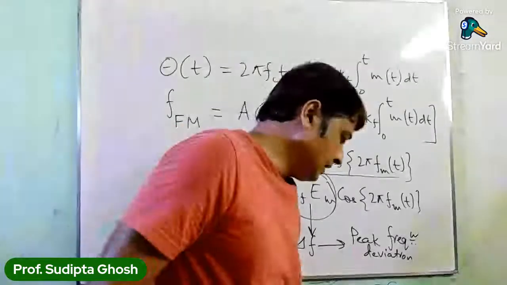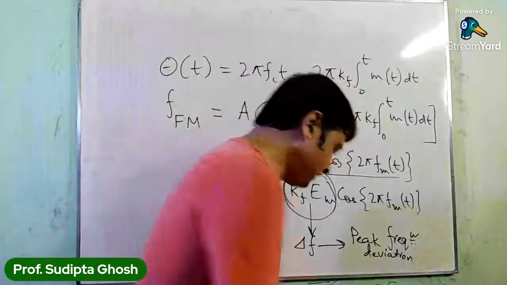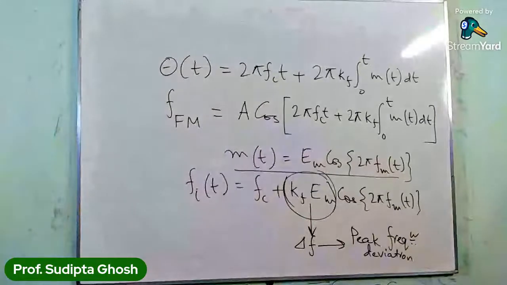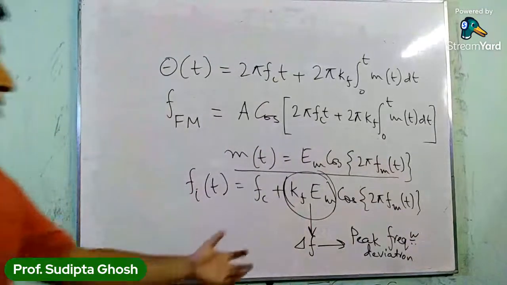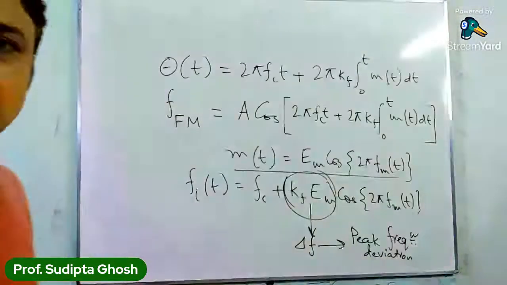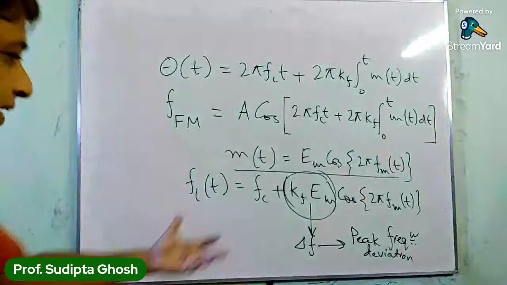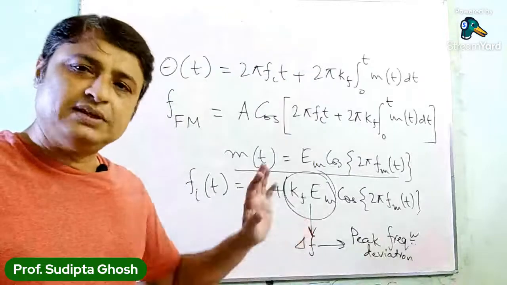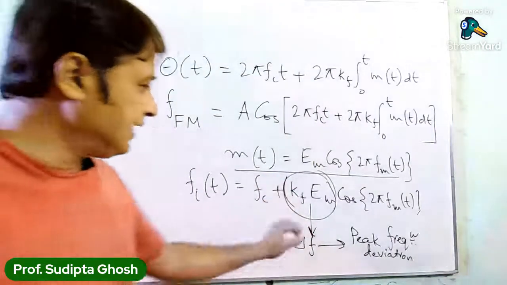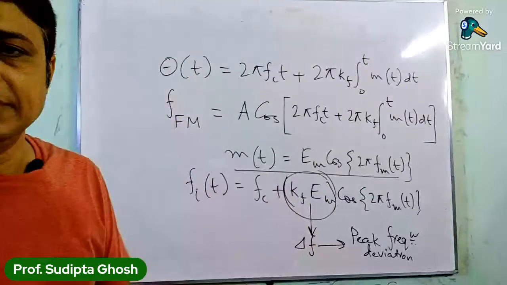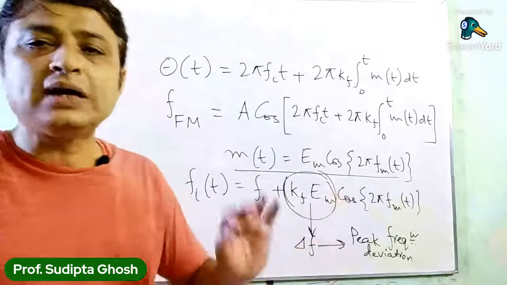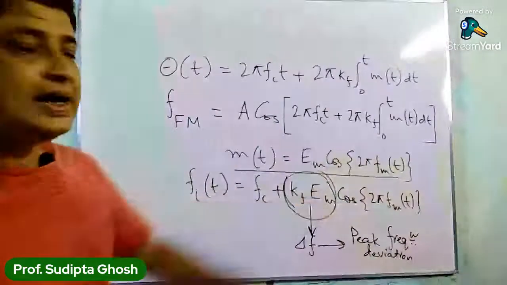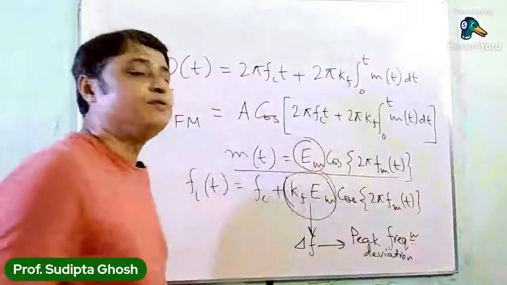Okay, fine. Now here, another interesting point you can find out is in the value of peak frequency deviation, that is delta F. Now, one term is KF. KF is a constant, so just neglect it. So delta F actually depends on EM. What is EM? EM is the amplitude of the information signal.